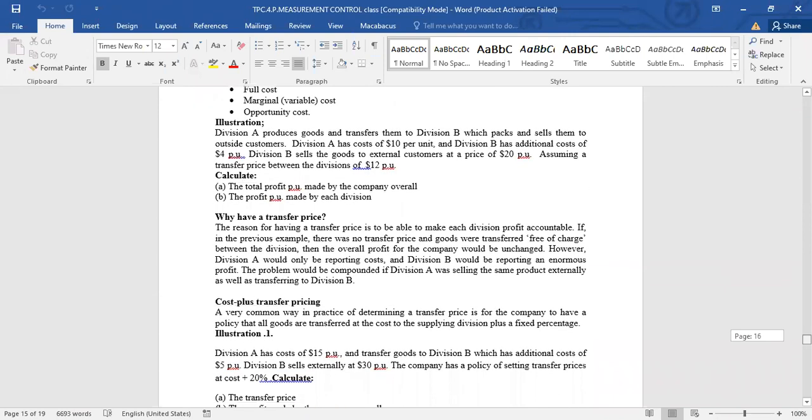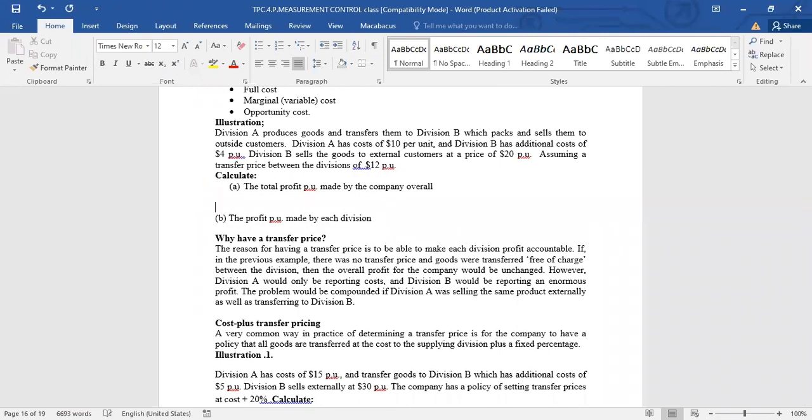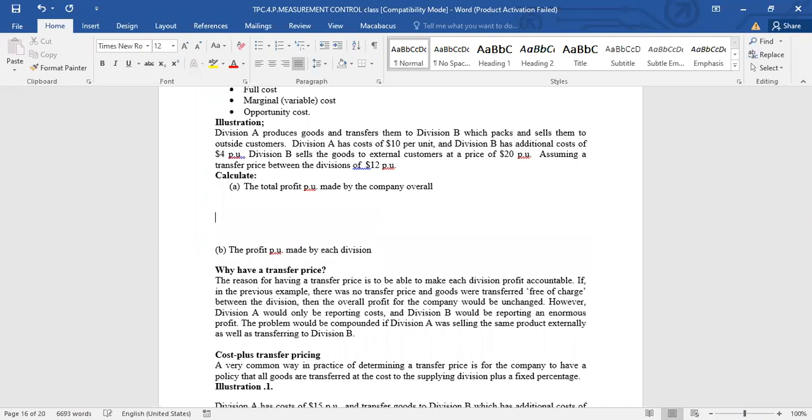All right, too much talking. Division 1 is here. For division 1, I need to compute total profit. So let me just give a summary here. We say that division A is selling to division B, and division B also sells to external parties.